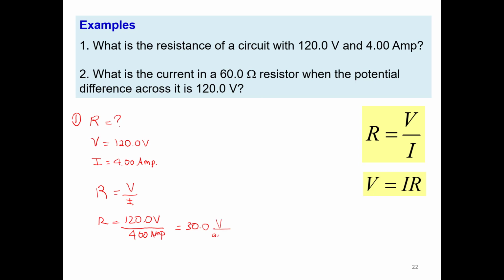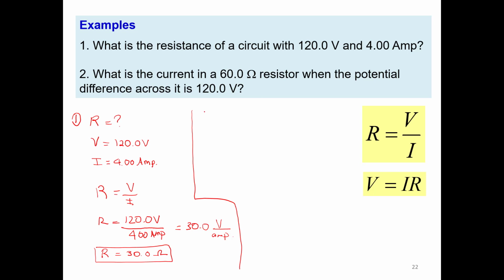Volt per amp. Remember, volt over amp equals ohm. Ohm is the unit for the resistance. Resistance is measured in ohms. This is how we define ohm: 1 volt divided by 1 ampere. And now let's solve the second problem, number 2.